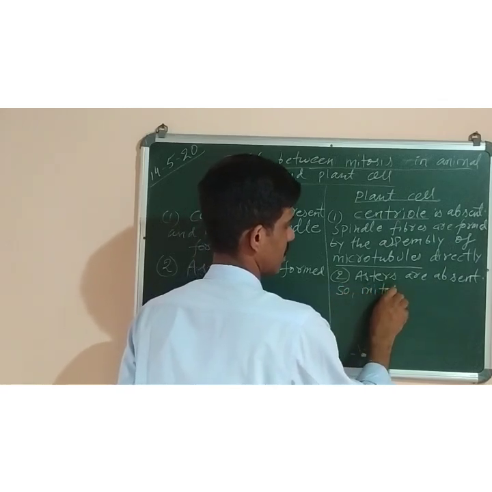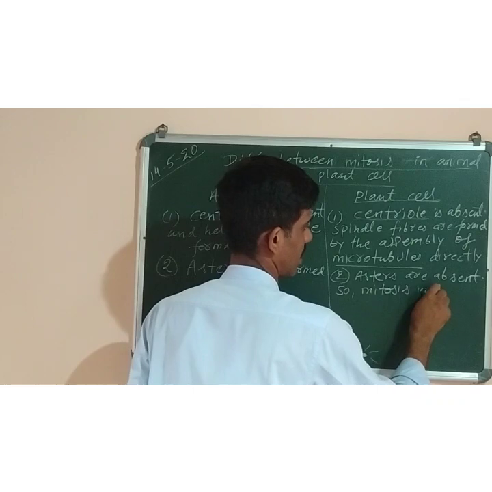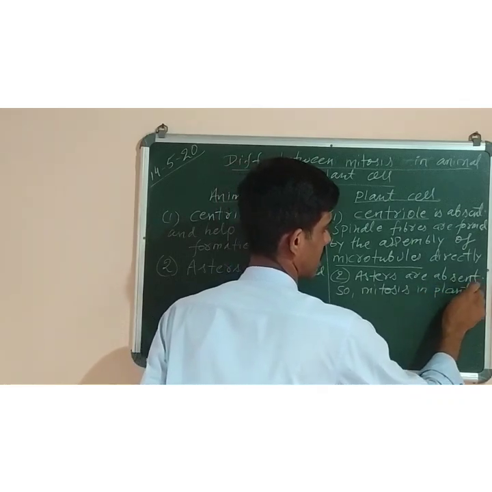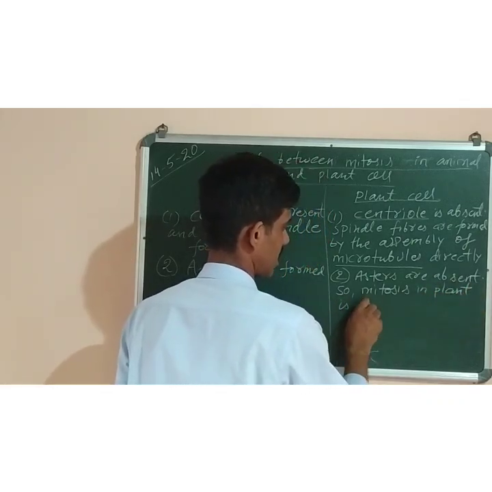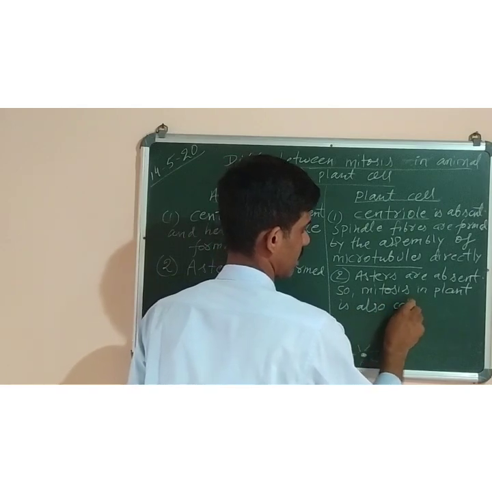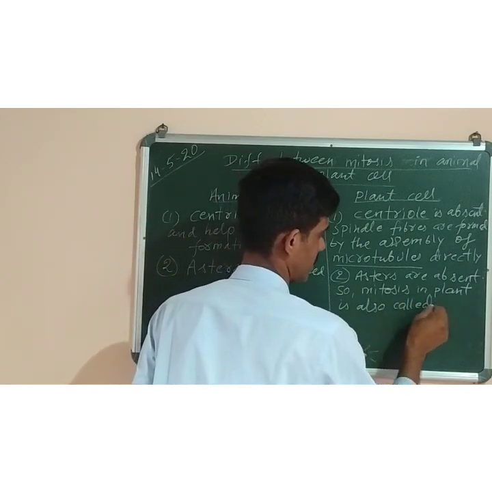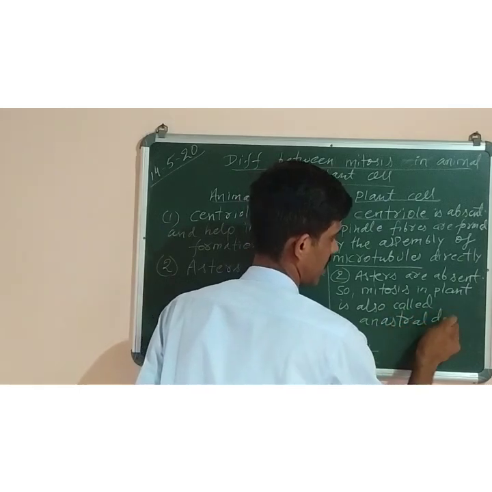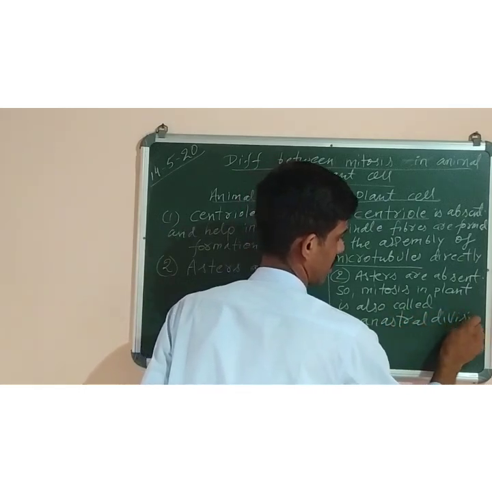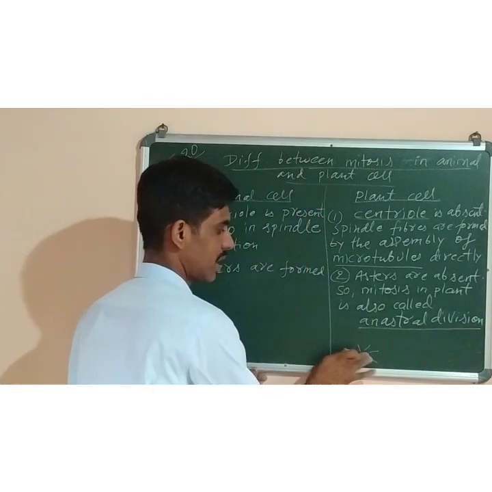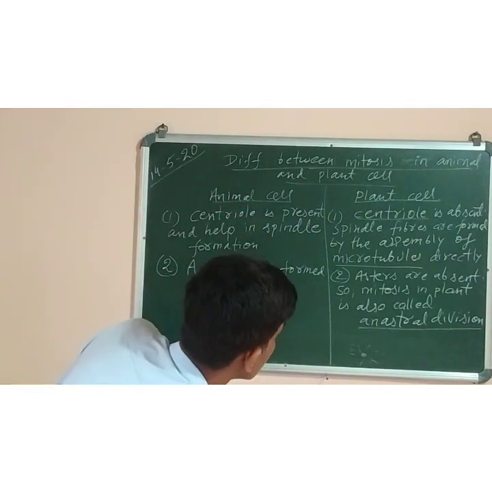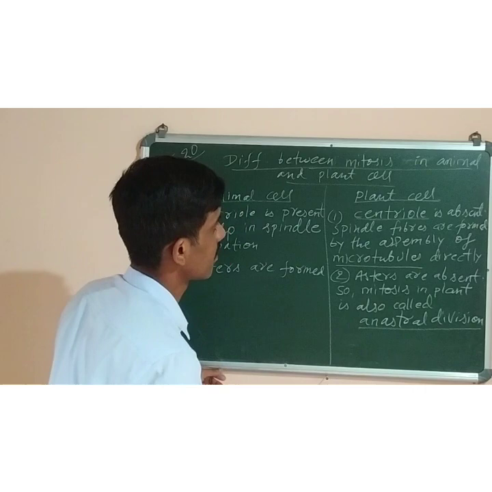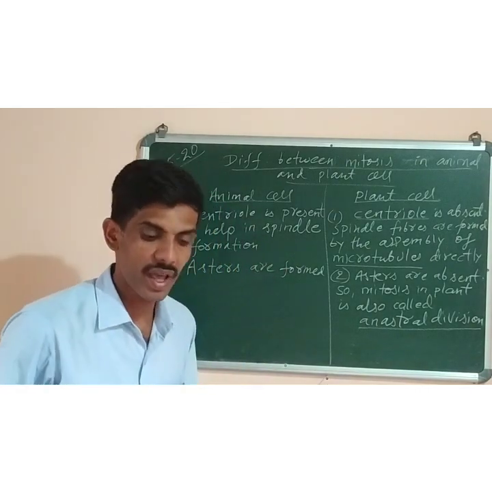So mitosis in plant is also called an astral division. Okay, an astral division it is called. In case of plant cell, the type of division is called an astral.